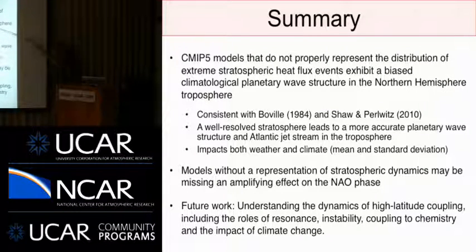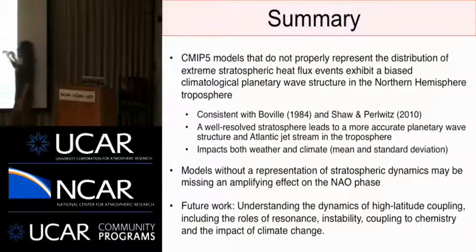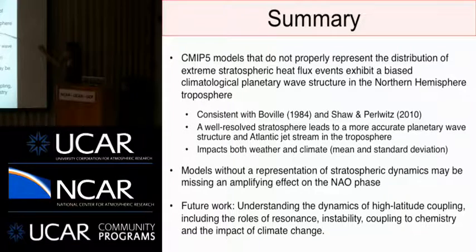One of the most interesting results was that we've now, I think, found a metric that tells us something very important about how to assess the behavior of the stratosphere, when we have a good stratosphere, and what a good stratosphere from the perspective of the heat flux means for the troposphere. In particular, we found a very clear imprint on the planetary wave structure and a very clear imprint on the Atlantic jet stream.